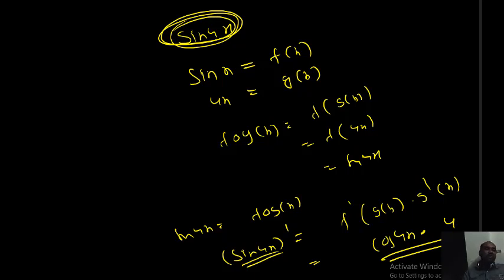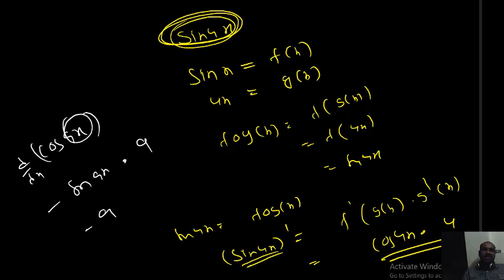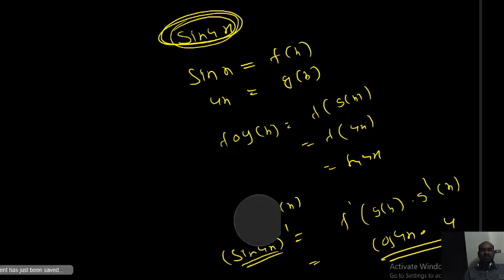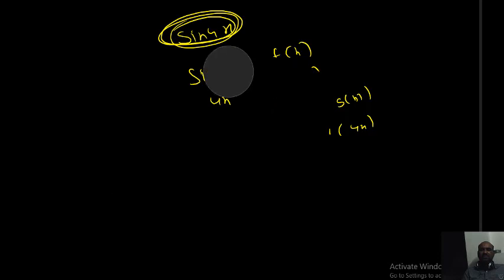But how to remember, that is important. For example, cos 9x is given and you want to find the derivative. Just like the derivative of cos x is minus sin x, here it is minus sin 9x into the derivative of the inner function 9x, which is 9. So minus 9 sin 9x is the derivative of cos 9x. All these problems you can find by using the chain rule or the composite function concept.